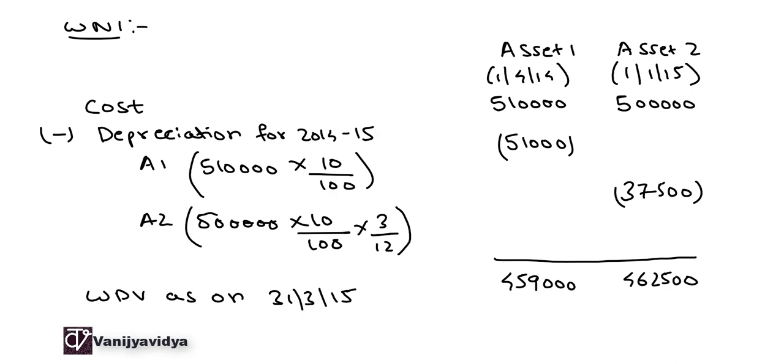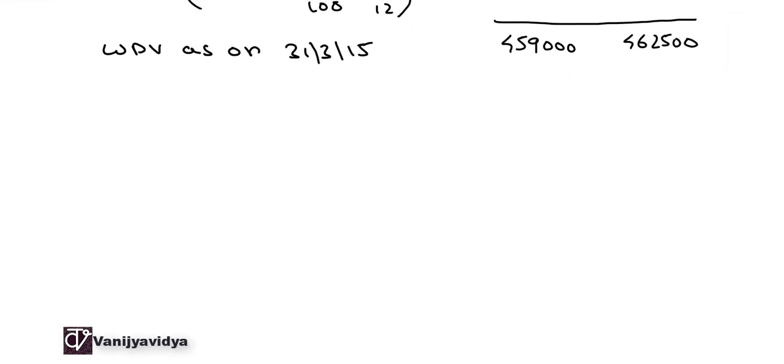Now next. Now WDV as on 31st March 2015. Now less depreciation for 2015-16. So depreciation for 2015-16: these two assets, asset 1 and asset 2, have been used for the entire year of 15-16. So the depreciation will be 10% of 4,59,000 for asset 1. So that comes to 45,900, since the depreciation needs to be charged on reducing balance method.